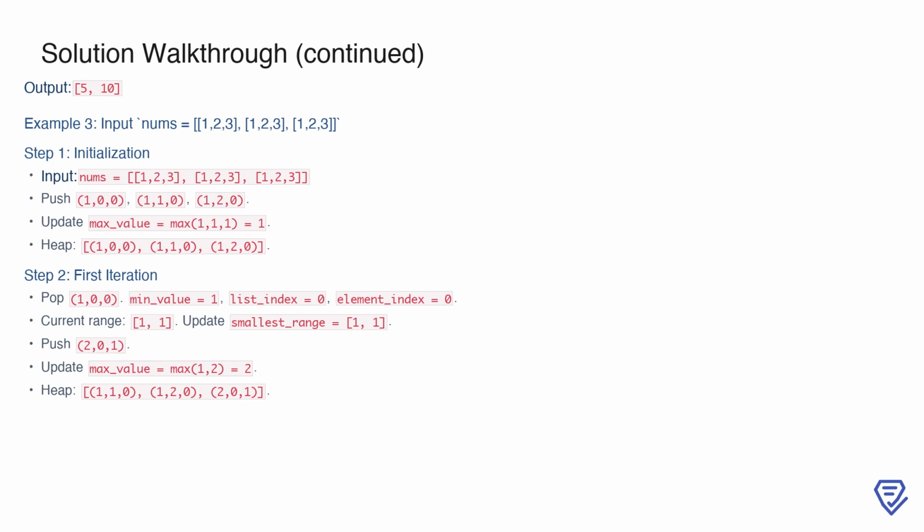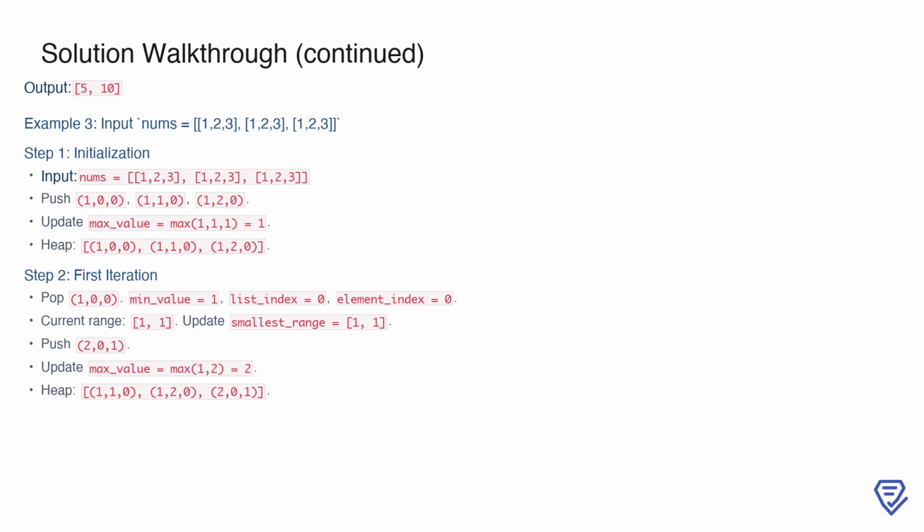The heap is (1, 0, 0), (1, 1, 0), (1, 2, 0). In the first iteration, we pop (1, 0, 0) from the heap. The smallest value is 1, and the current range is [1, 1]. Since this is the smallest possible range, we update smallest_range to [1, 1].